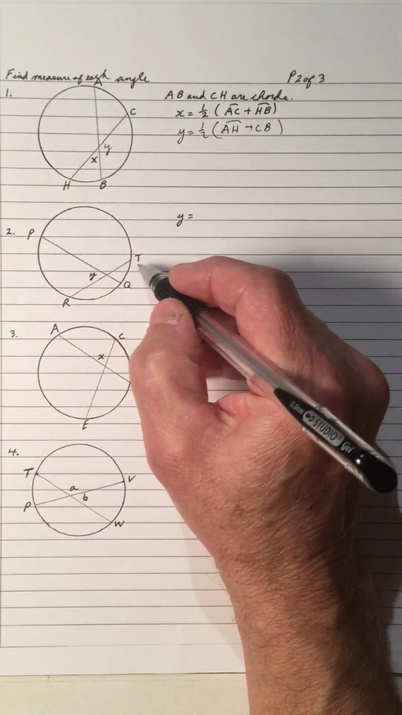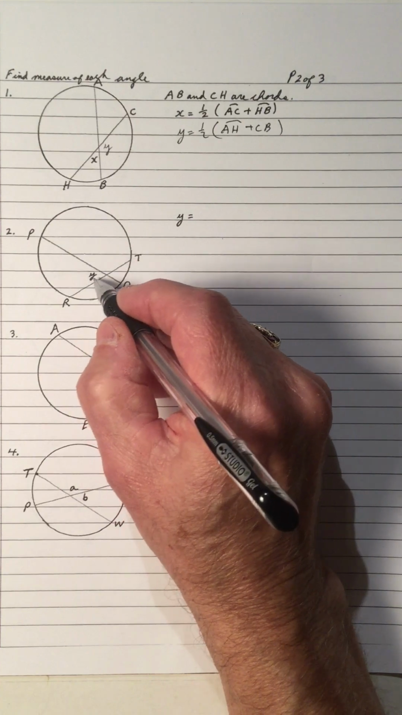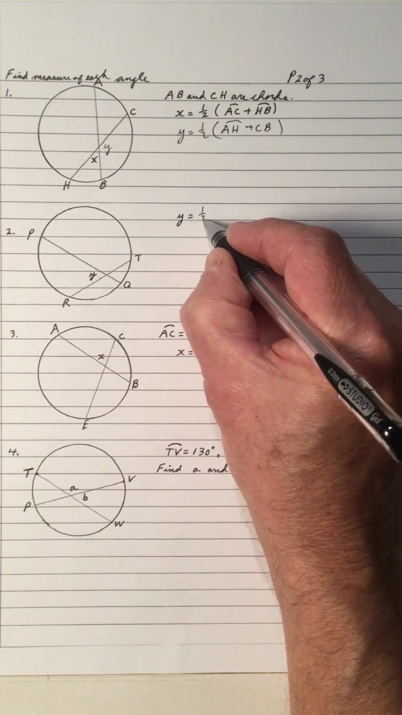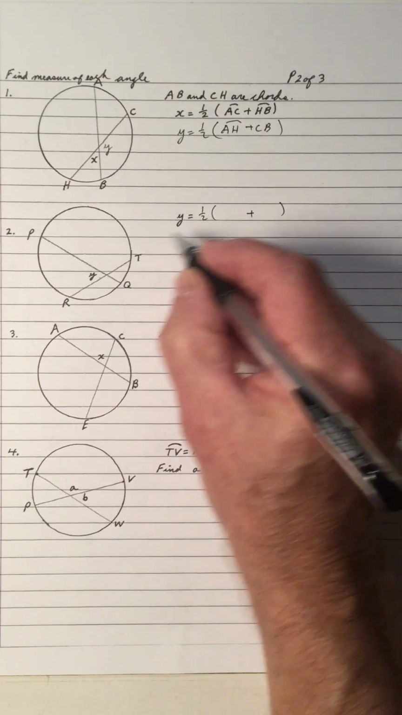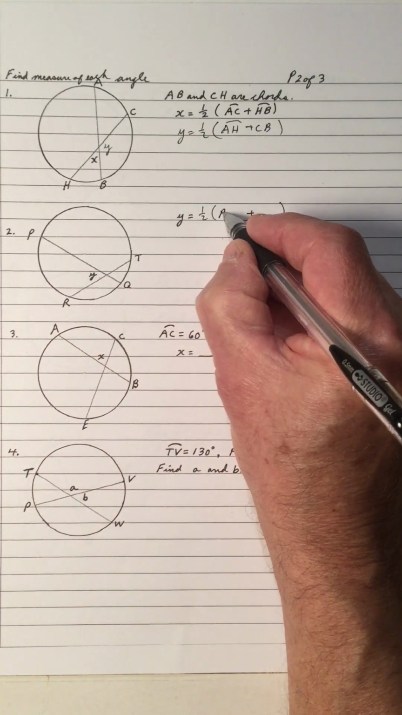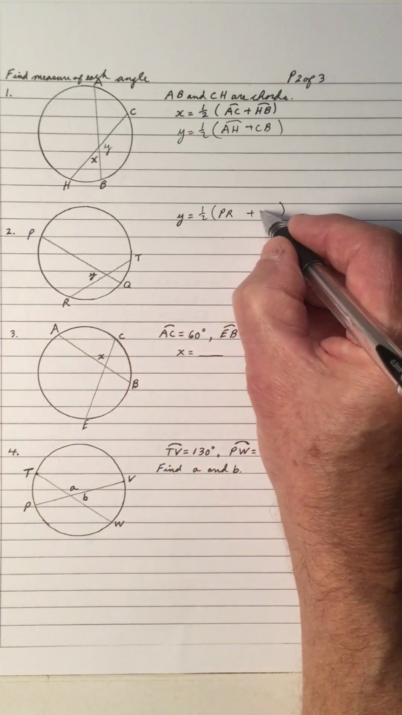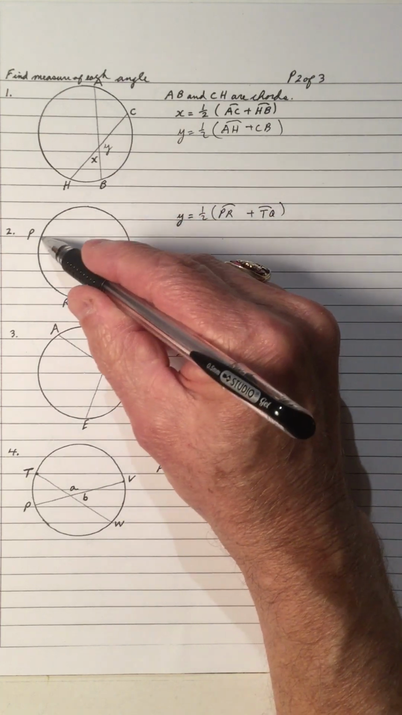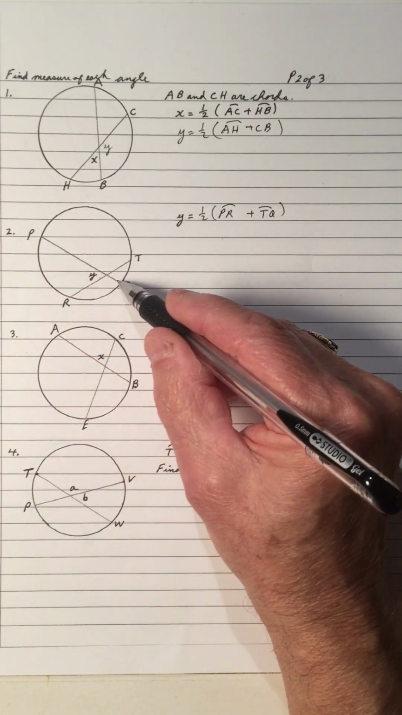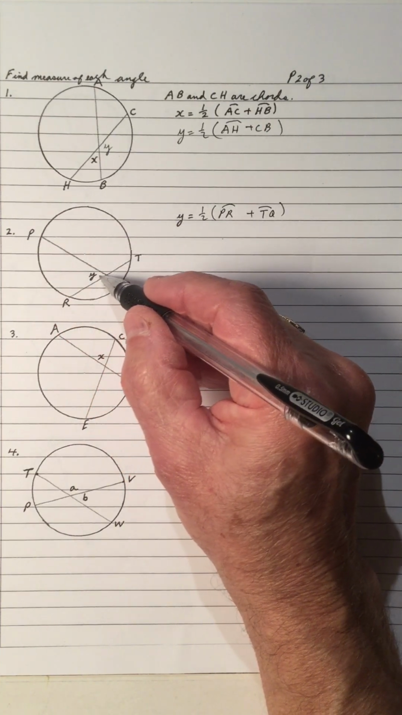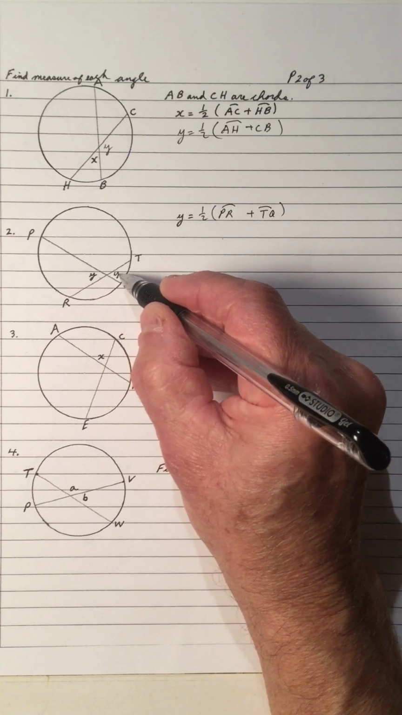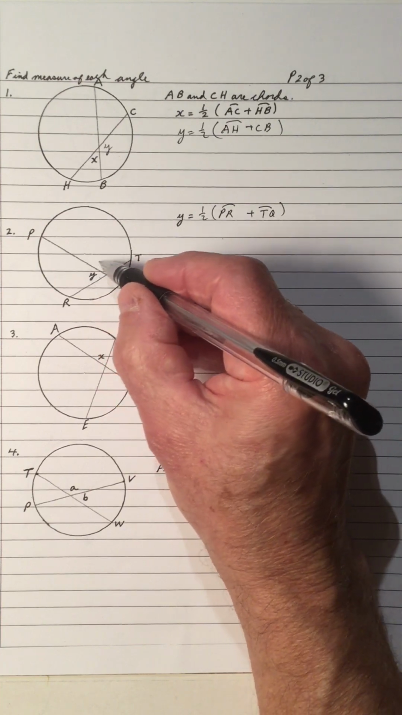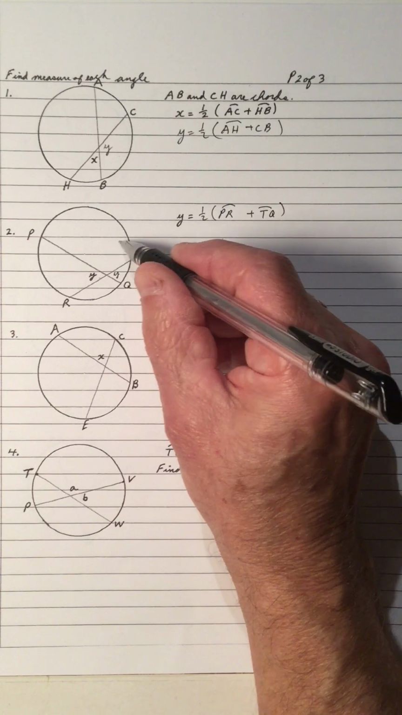So number two, let's have a look at this one. Again, Y is the angle formed by the two chords intersecting, so that's going to be a half of the sum of what arcs? PR and TQ. So think of it this way. This is 360 out here around the circle, and right here this angle equals this one, so there are two Y's, and this angle right here equals this one, so this is 180 in here, so they're a half of the arcs.